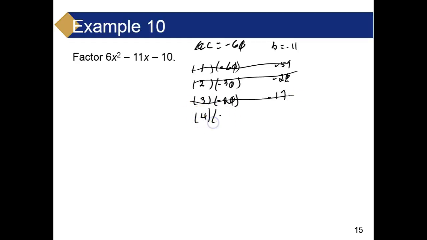What's the next? 4. 4 times what? Negative 15. What does that add to? Negative 11. You won. Now what do you do with that? This is where this technique takes on a little bit of a different turn. You split this negative 11 into plus 4 times negative 15. So you change this to be 6x squared plus 4x minus 15x minus 10.